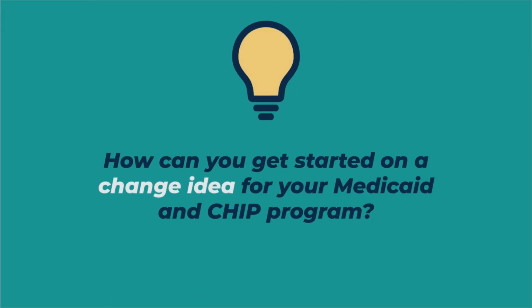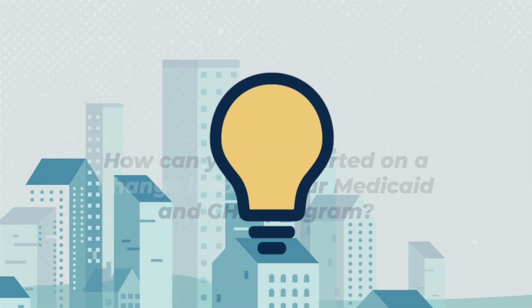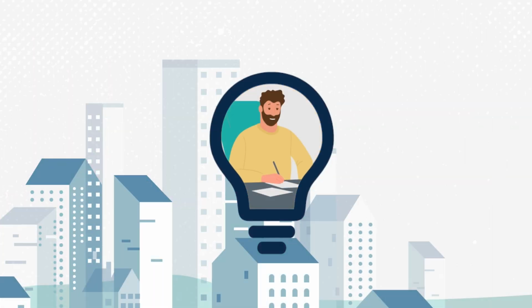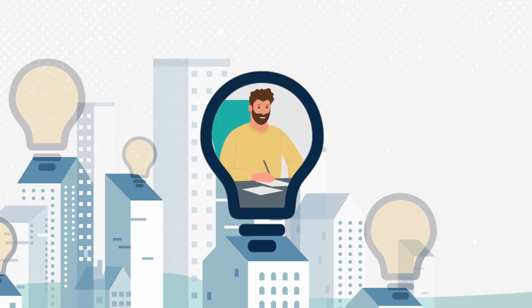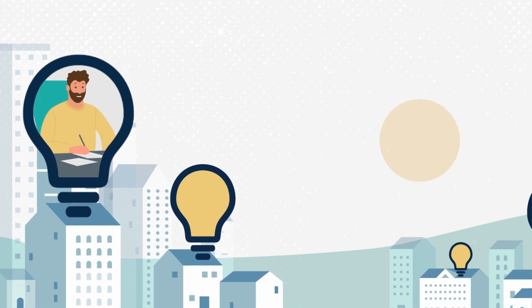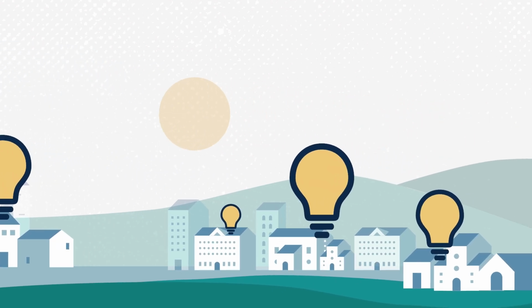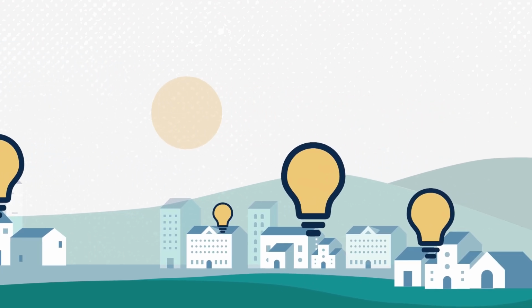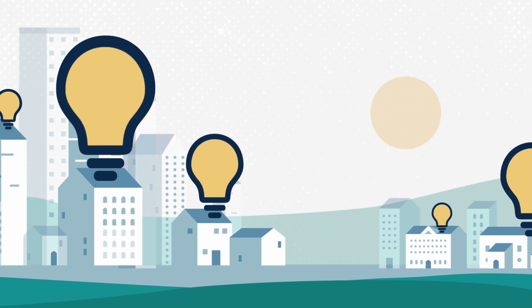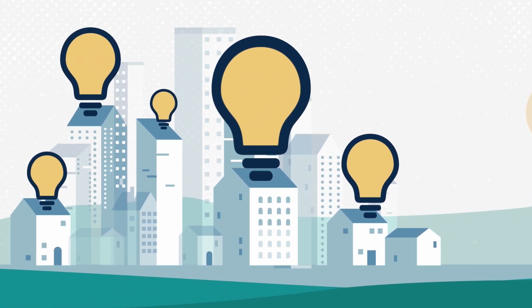How can you get started on a change idea for your Medicaid and CHIP program? Although it may be tempting to go big, making a change for the whole state, it's best to start small and test your way into the most effective program and policy improvements for your state. Using small tests of change will enable you to determine whether an idea will lead to sustainable improvement in your program and for your beneficiaries before enacting policy changes.